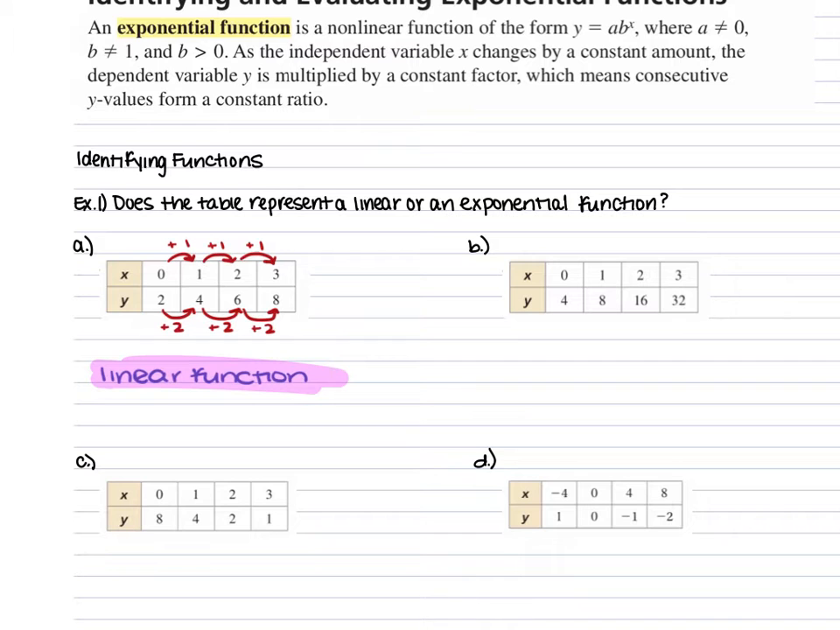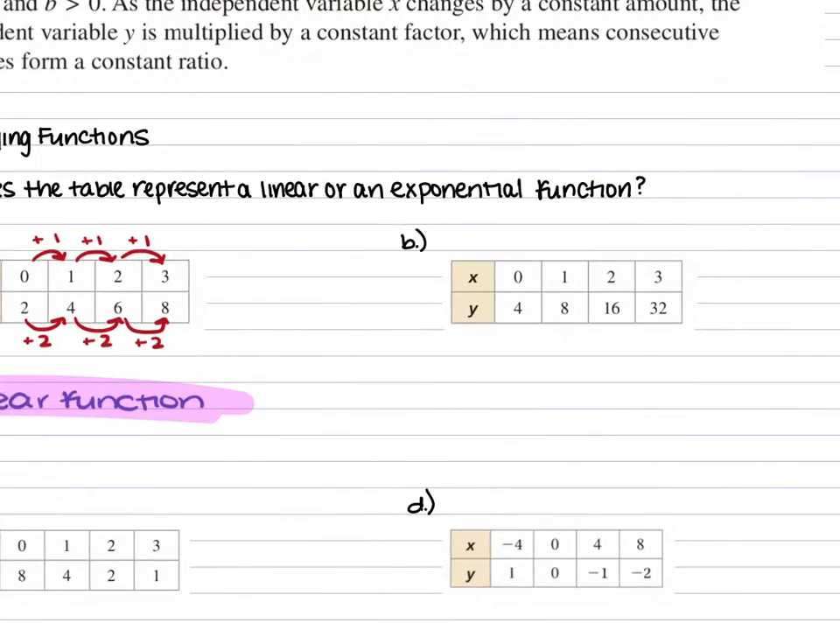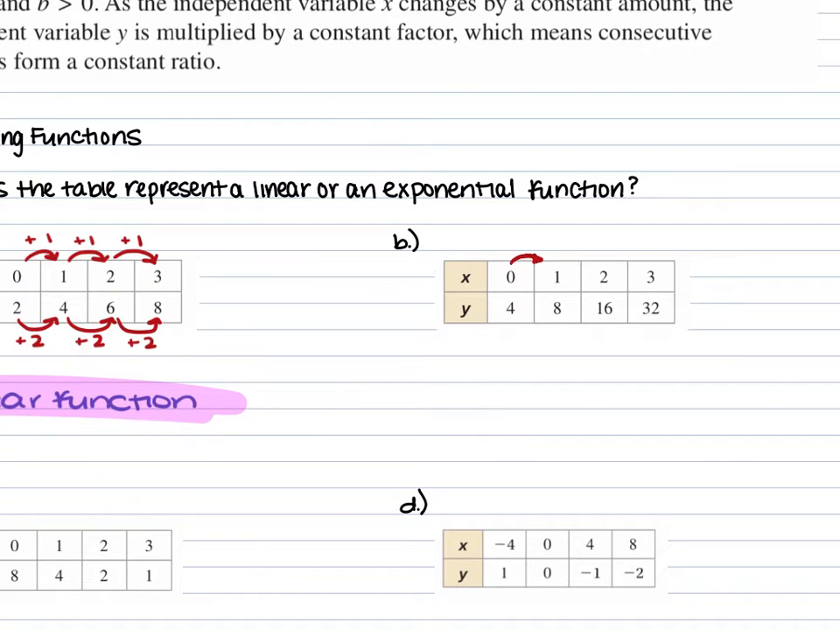For example B, we have x values of 0, 1, 2, 3. So those are all going up by 1 by addition. We're good there. We can forget about those. Don't worry about your x values. Look at your y values. You're going from 4 to 8, from 8 to 16, from 16 to 32. 4 plus 4 is 8. However, 8 plus 4 is not 16. So think about it a little differently.